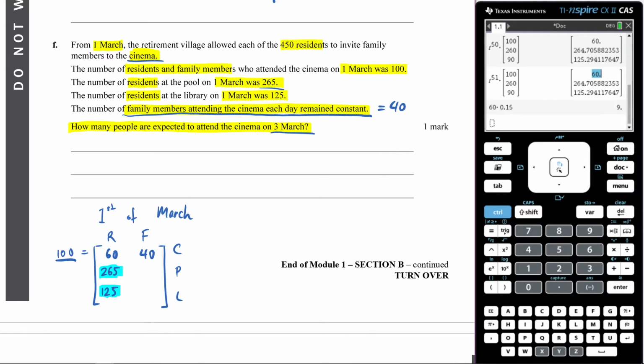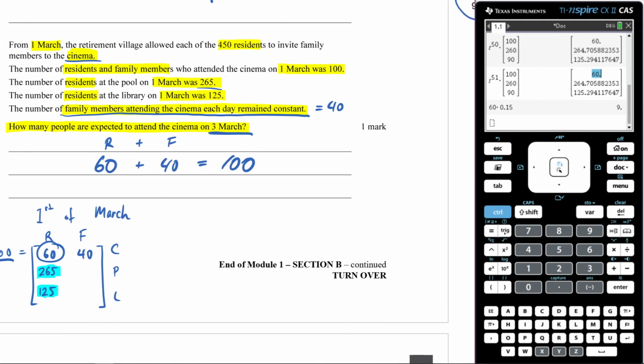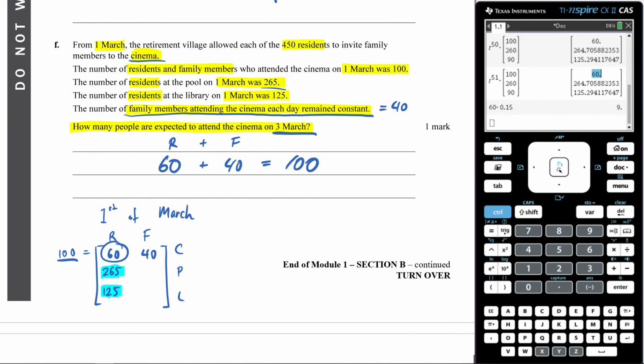So now we just have to figure out how many residents are going to be in the cinema on the 3rd of March. Well, we know that we've hit the steady state, meaning even if we were to go two forward from the 1st of March, the 2nd, then the 3rd, it's going to be 60. We've hit the steady state. So it's going to be 60 residents plus 40 family members. It's going to continue to be 100. And that is our answer. Our answer is 100, because we've hit the steady state.